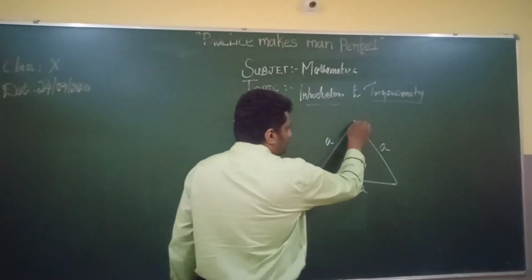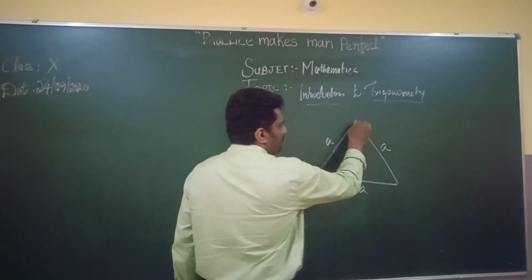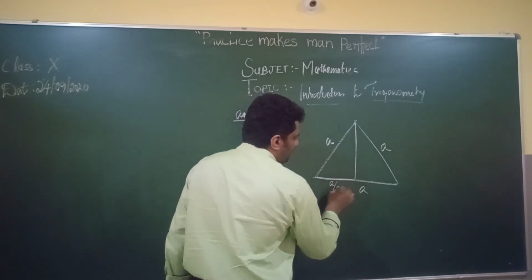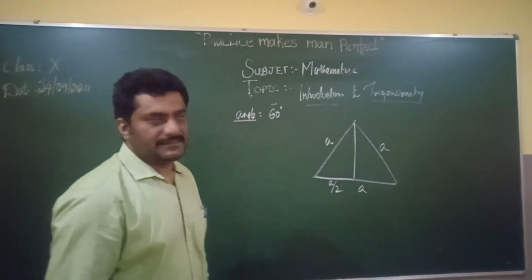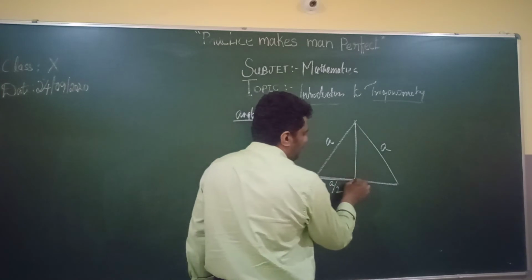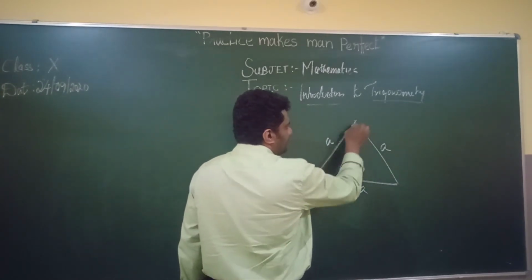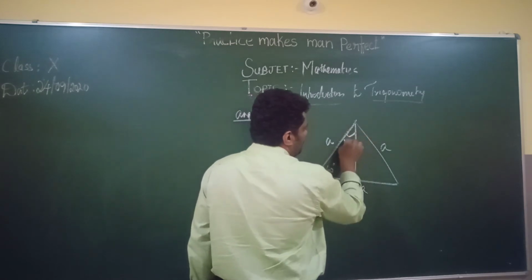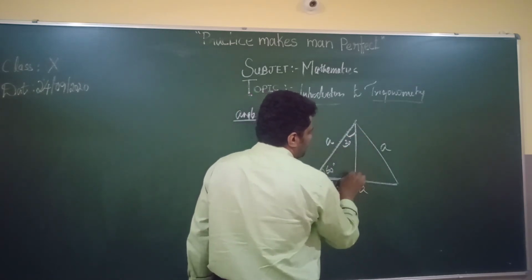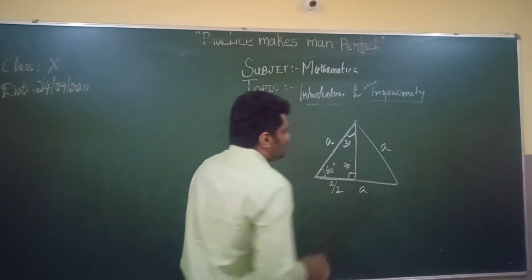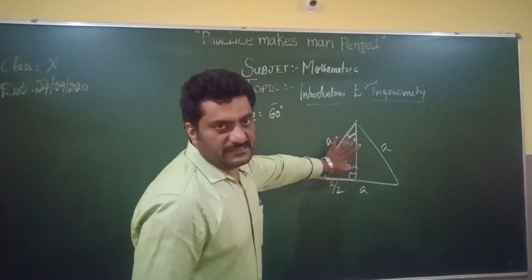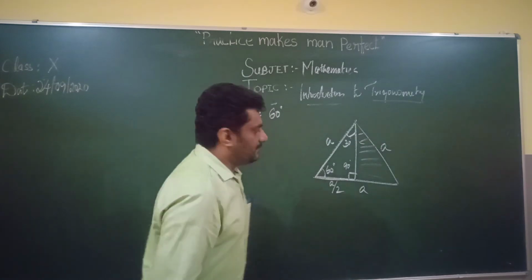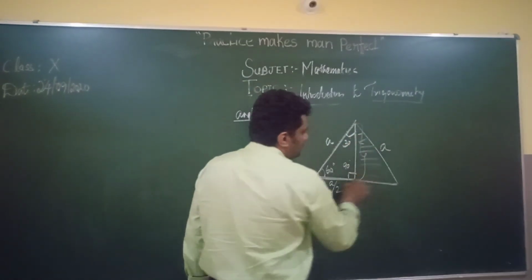If I draw a perpendicular here, this will become half, which is A by 2. Correct? This is A by 2. This is A. This is 60 degrees. This has to be 30 degrees. This has to be 90 degrees. So we will take only this part of the triangle. We do not want this. Now how do we find this distance?